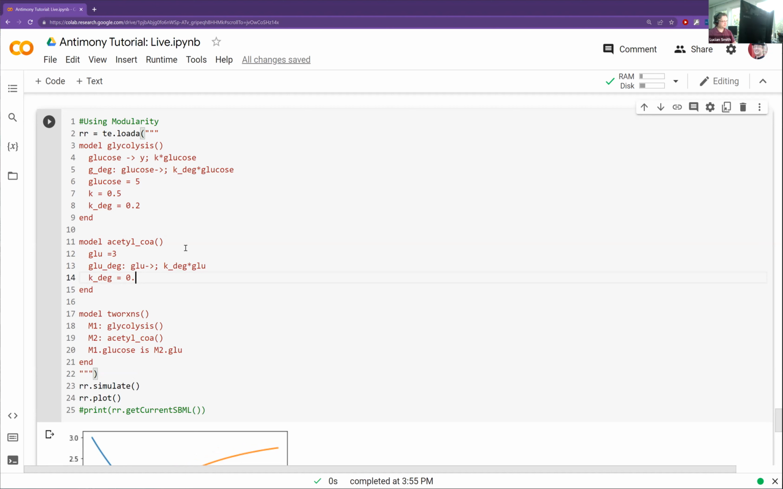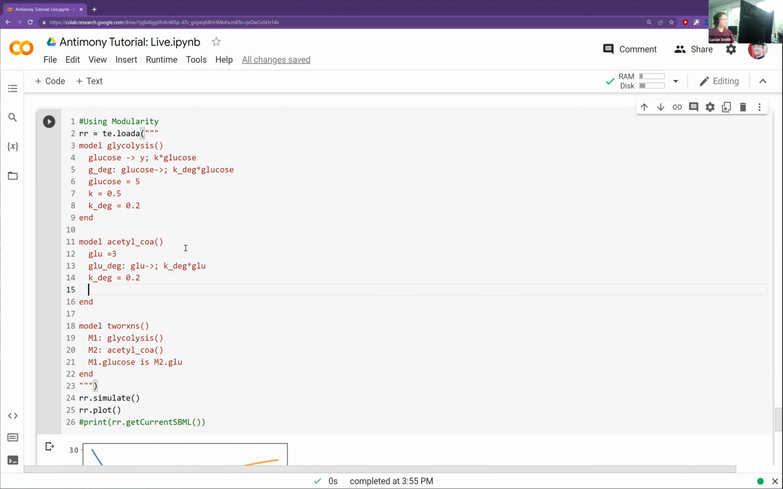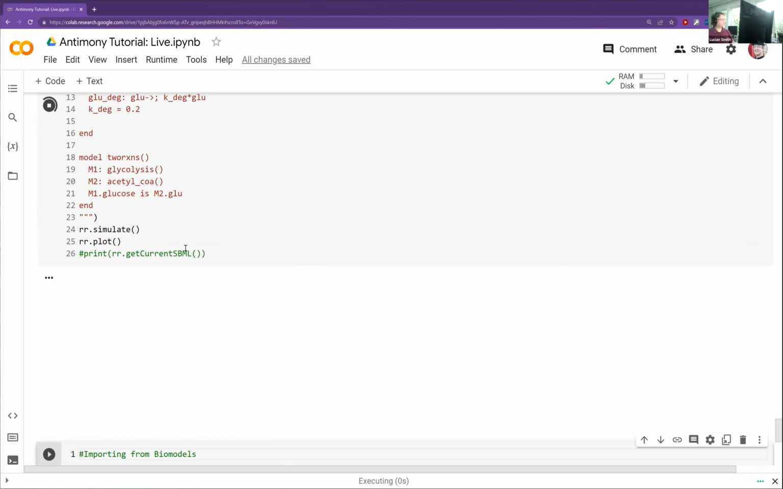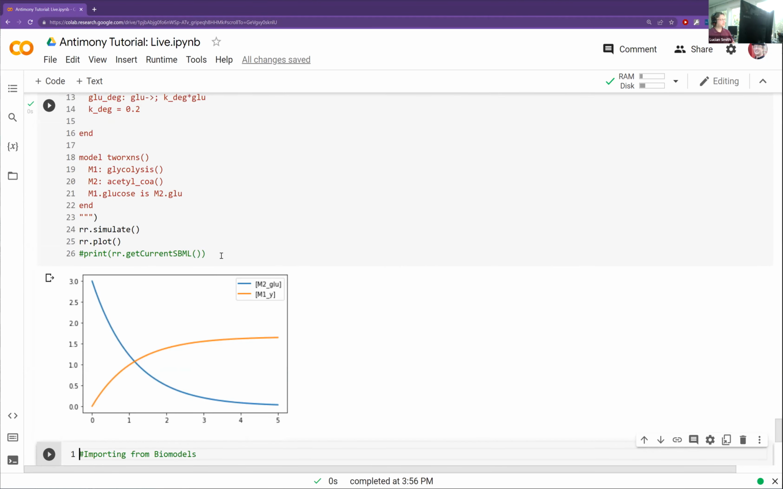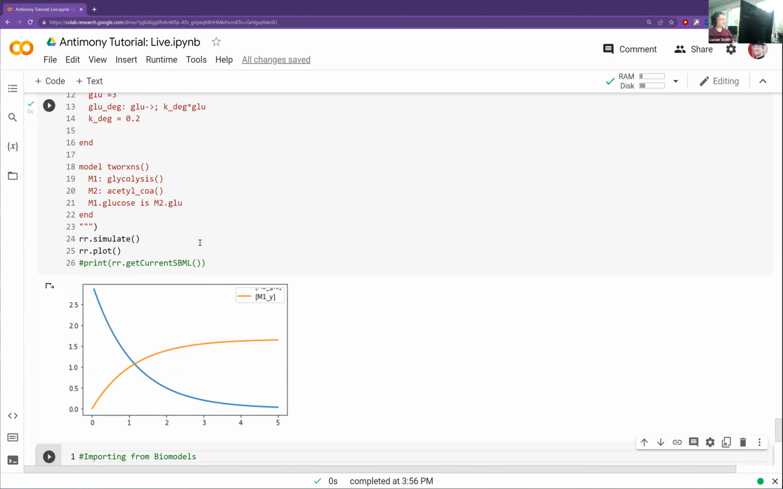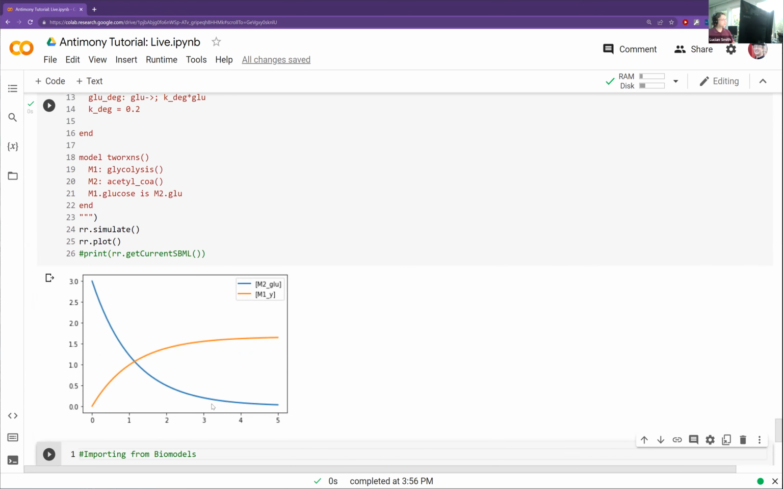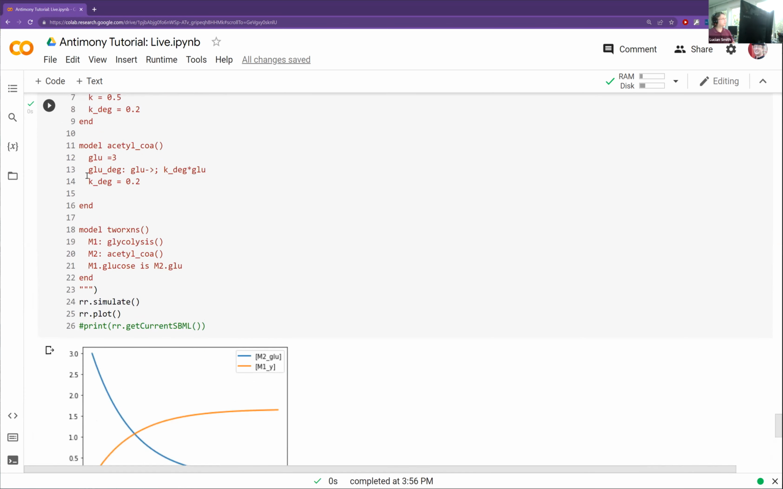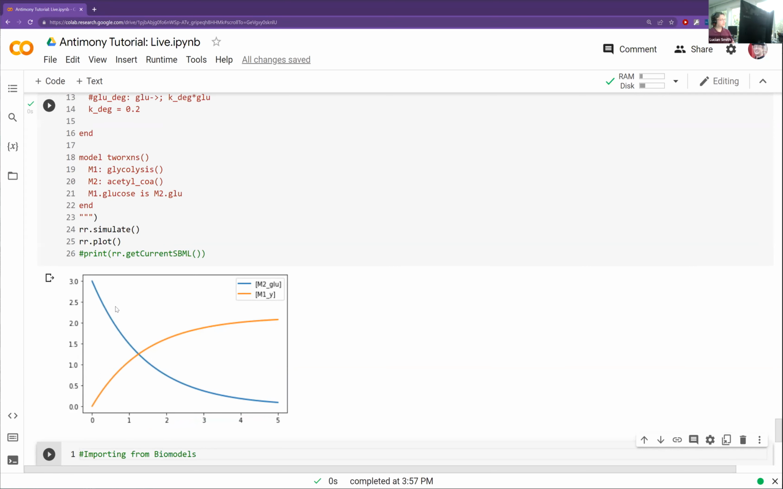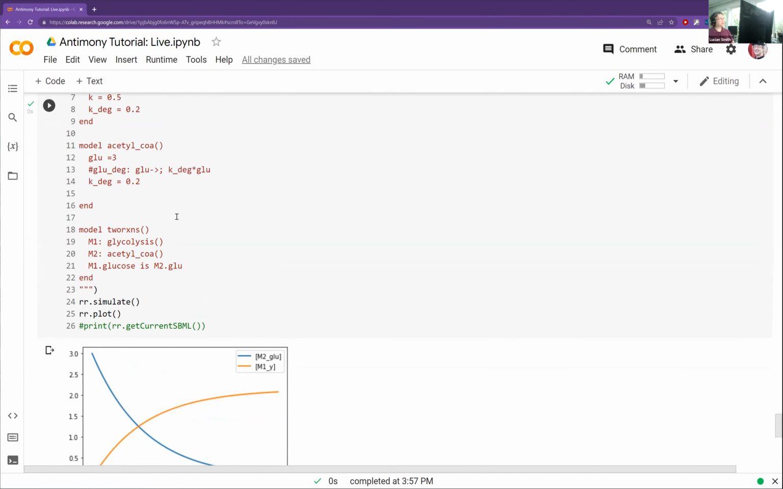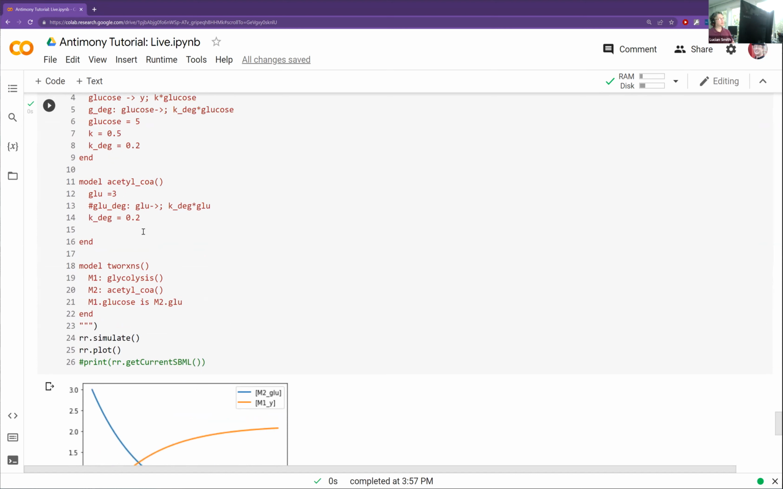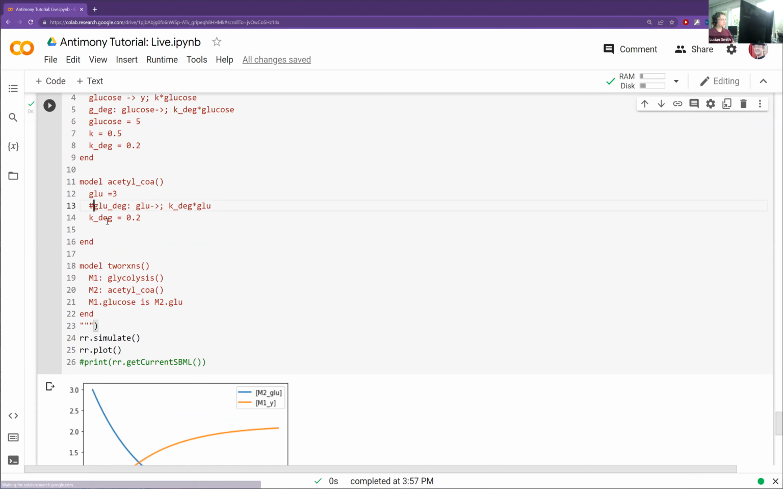Does that do everything the way it should? All right. So now glucose is degrading a little faster than it should. If we were to comment this out and rerun it, you'll see it's not as steep. So what's happening is that both submodels are degrading glucose at some rate.